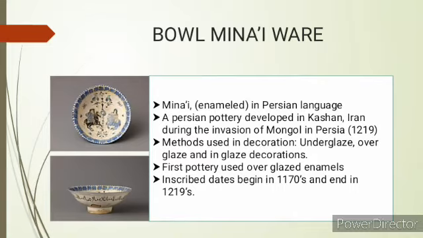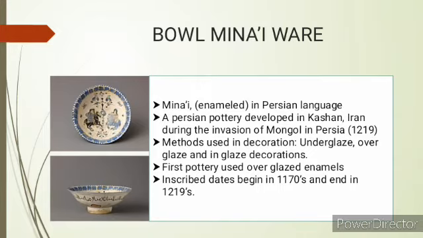The significant first pottery used the overglazed enamels. To make it clear, overglaze is a method of decorating pottery, most often porcelain, where the colored decoration is applied on top of the already fixed and glazed surface, then fixed in a second firing at relatively low temperature.